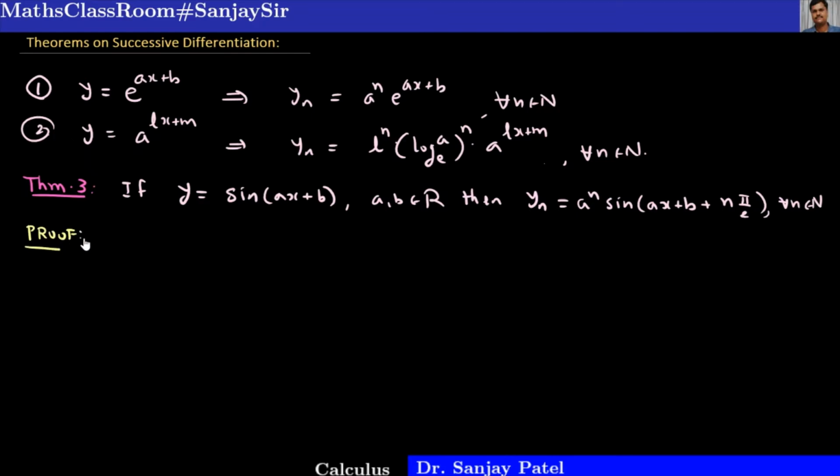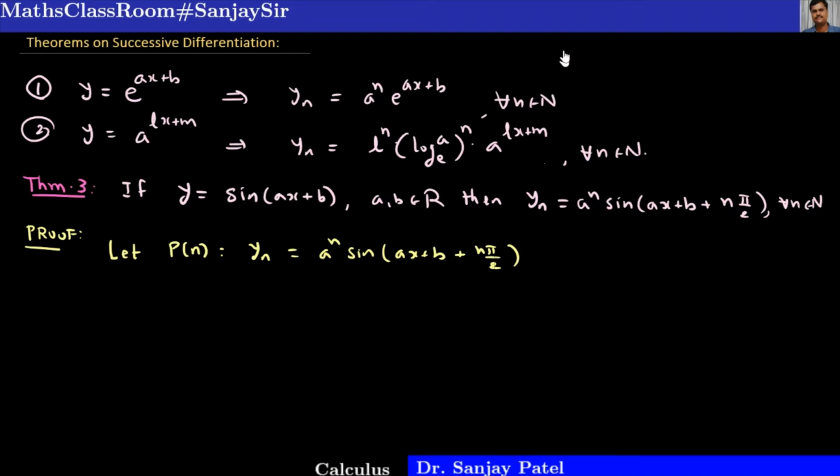We have discussed in our previous video that all the results of successive differentiation we are going to prove using the principle of mathematical induction only. So in this case we have to show that yn is equal to a raised to n into sine of ax plus b plus n pi by 2 for every n belongs to N. That thing we are going to take as our statement Pn. So let us consider P of n as yn is equal to a raised to n into sine of ax plus b plus n times pi by 2.